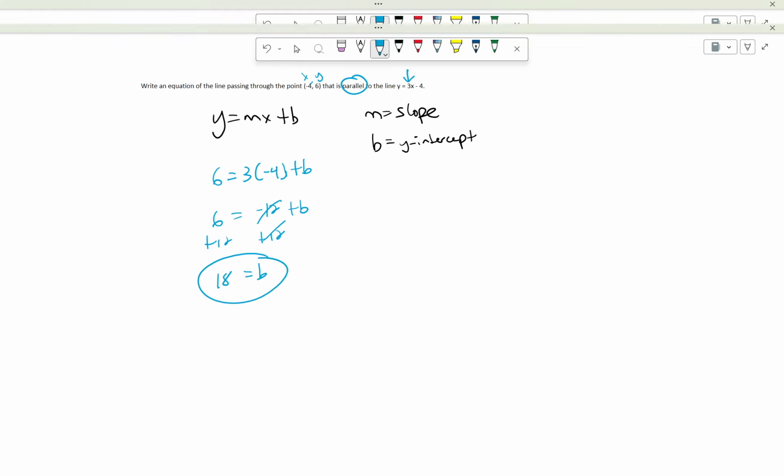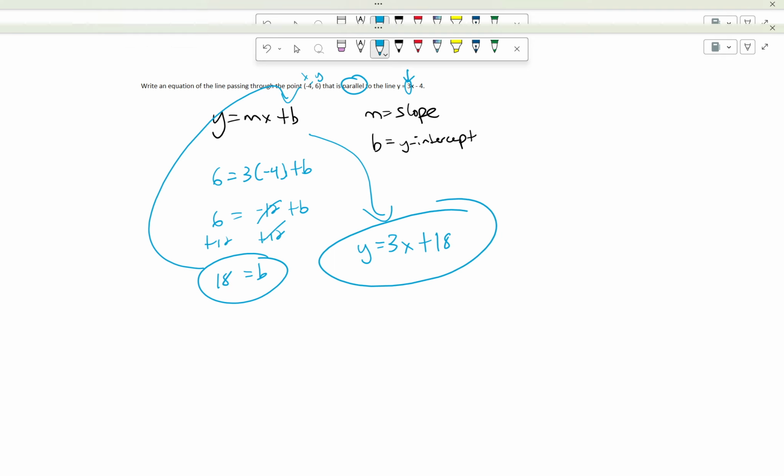All right, and then what I do here is I'm going to take this equation over here, and I have my y. I'm going to take my borrowed slope up here, because it will be parallel, 3x, right? And then I'm going to plug in my b, so that's going to be plus 18, and this is my new equation, and it is parallel to this one, 3x minus 4, because they both have a slope of 3. They just have different y-intercepts.